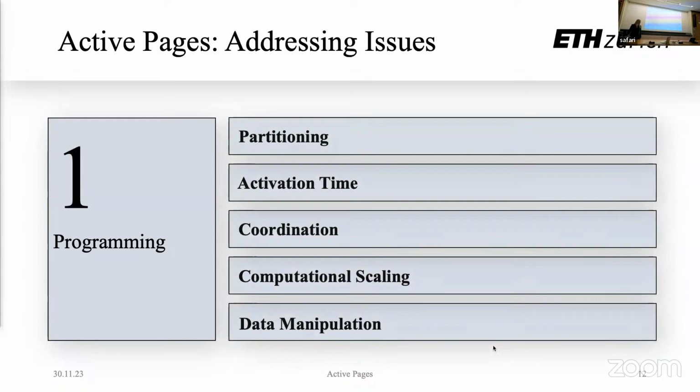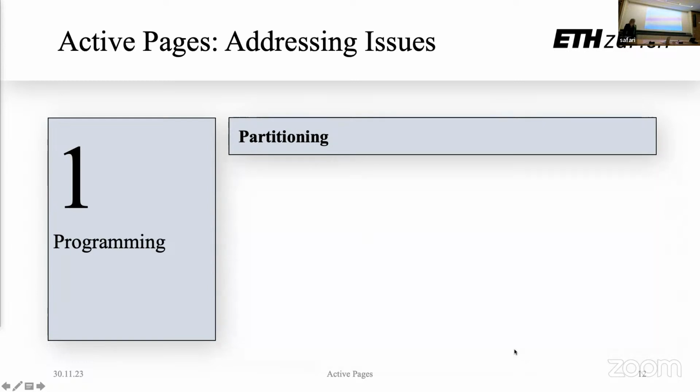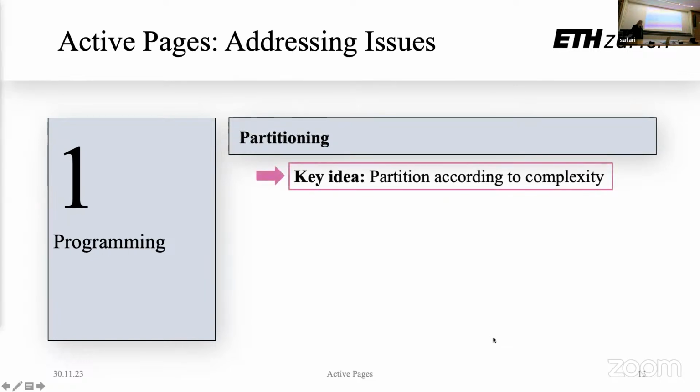Looking at the programming issues, we see that there are a lot of different topics that need addressing, but I will go through these rather quickly and only give the motivation and key takeaway. Starting with partitioning, the reason why we address partitioning is because we need efficient use of both the memory system and the processor. Therefore, the key idea is to partition applications according to their complexities.